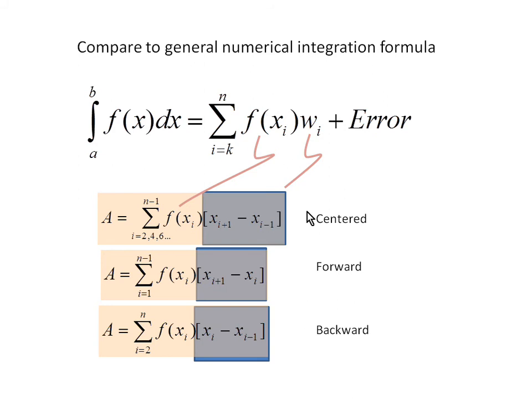shown here. So this gives you an idea, I think, of what we mean by this general approach. We're evaluating the function at certain points, and then we're weighting it, in this case using values of the spacing along the x-axis.